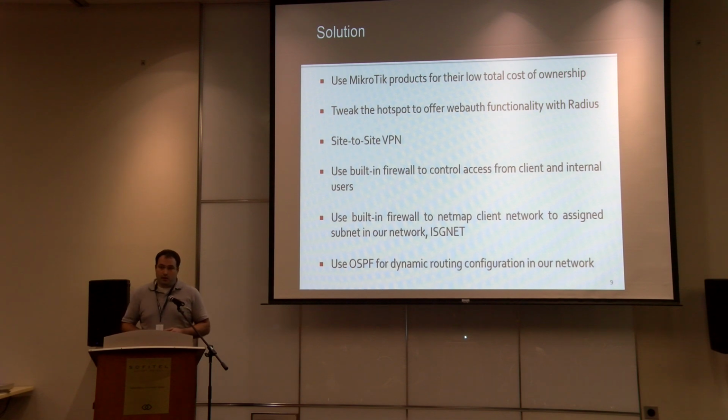So we connected through our Active Directory / LDAP, depending on the case, in our infrastructure. Then Mikrotik provided us the site-to-site VPN. We decided to use the built-in firewall to control access from clients and internal users, and also using Netmap to be able to overcome the problem of subnets. So we made a network architecture on our side, defined subnets for clients, and then netmapped to the proper subnet on the client side. And finally, using OSPF to dynamically configure routing on our network, what we call ISGNet.